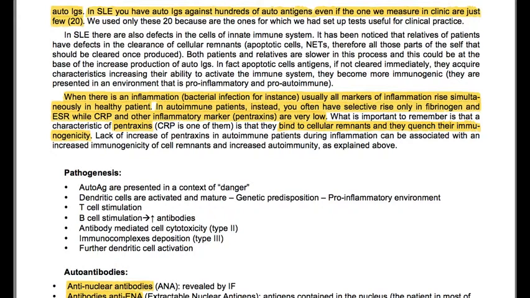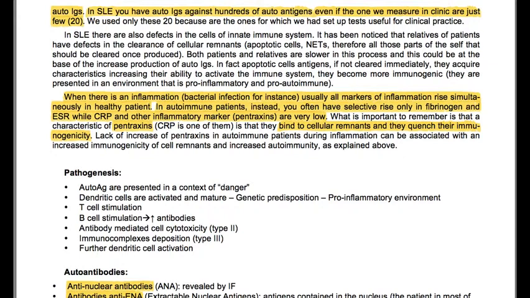auto-antibodies. In fact, apoptotic cell antigens, if not cleared immediately, acquire characteristics increasing their ability to activate the immune system, and they become more immunogenic. They're present in an environment that is pro-inflammatory and pro-autoimmune. When there is an inflammation, bacterial infection for instance, usually all markers of inflammation rise simultaneously in a healthy patient. In autoimmune patients, instead, you often have selective rise only in fibrinogen and ESR, while CRP and other inflammatory markers, like pentraxins, are very low.